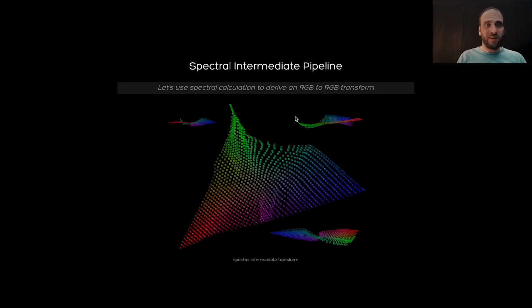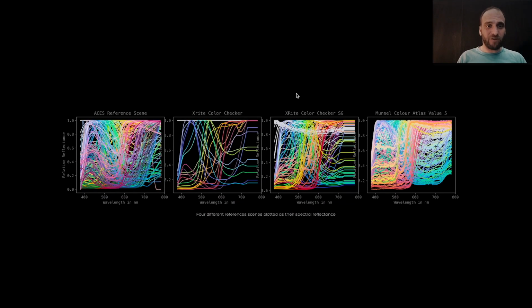The first step is we need to allocate a reference spectrum to each RGB input color. That is basically building our reference scene or our proxy scene. Probably the spectral composition of the original scene might differ a lot compared to the reference scene, but maybe it's close enough for certain use cases. In this figure, we show four different reference scenes commonly used in the industry, also for other tasks like camera characterization and such.